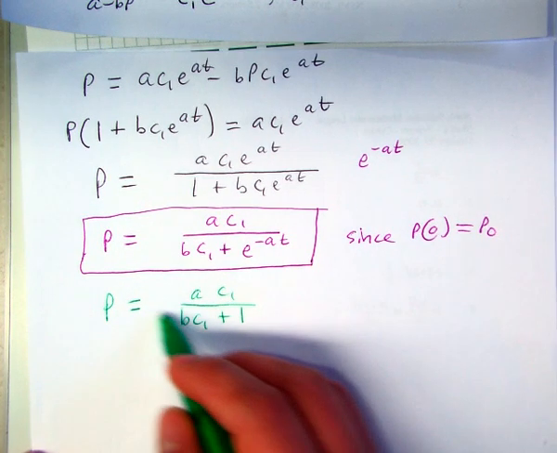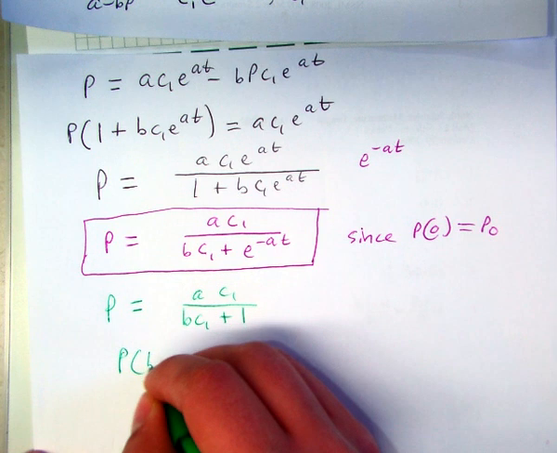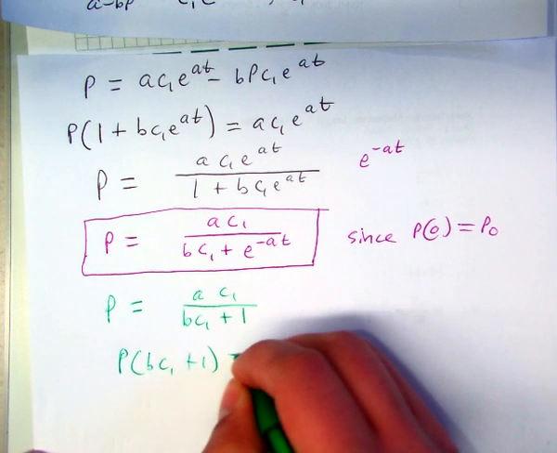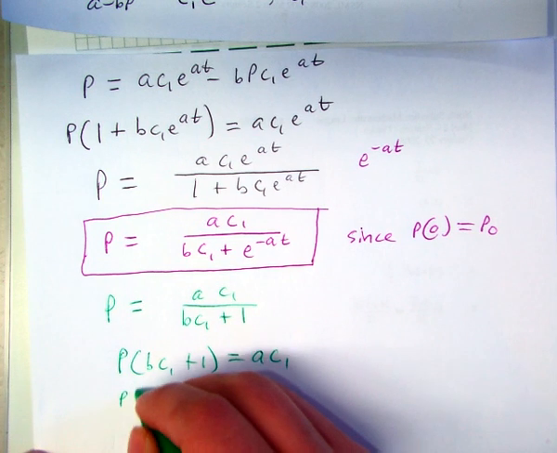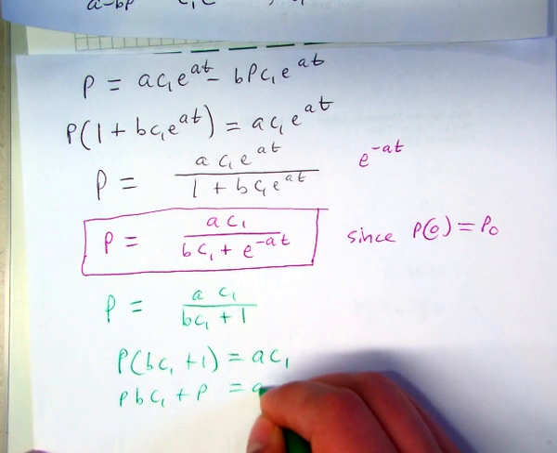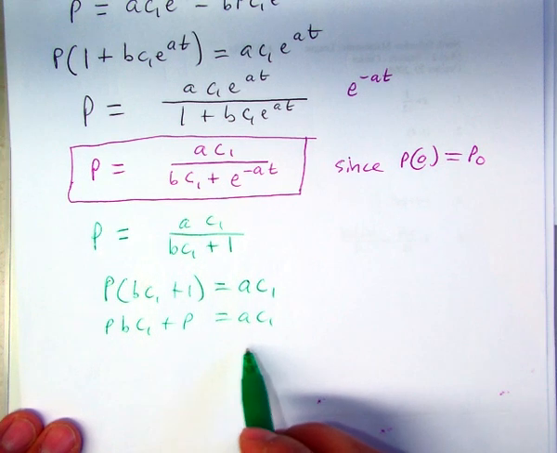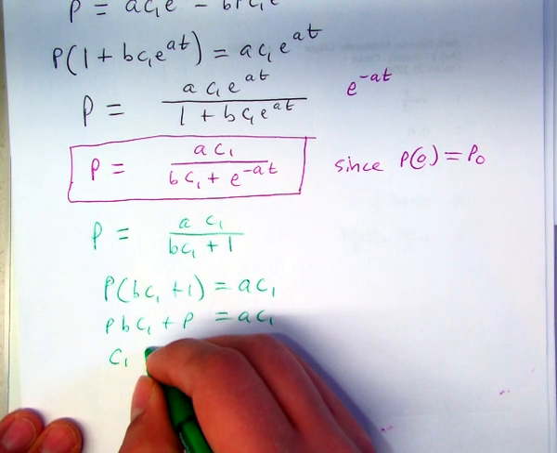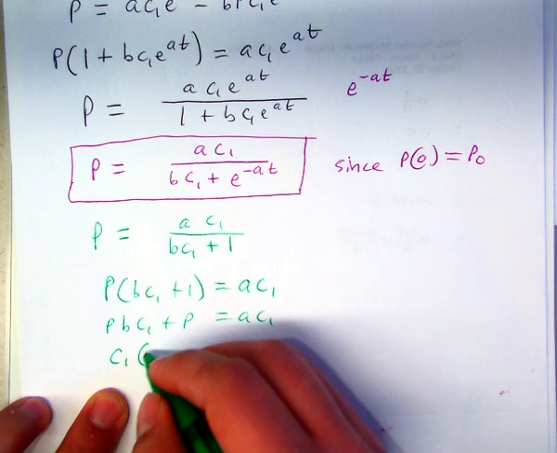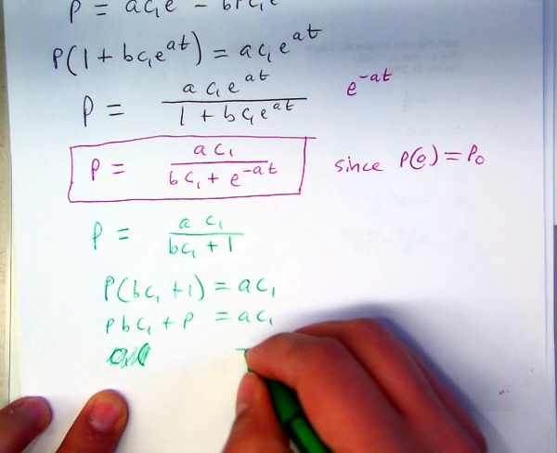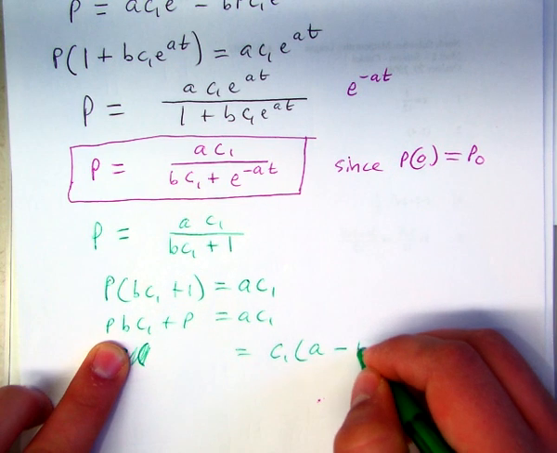So now we got to go back and find C1. It's going to be similar to what we did earlier. Multiply by the denominator. So you get PBC1 plus B equals AC1. Factor out the C1. You know what? Let me put it on the right-hand side. Sorry. Factor out the C1, so then we have A minus BP.